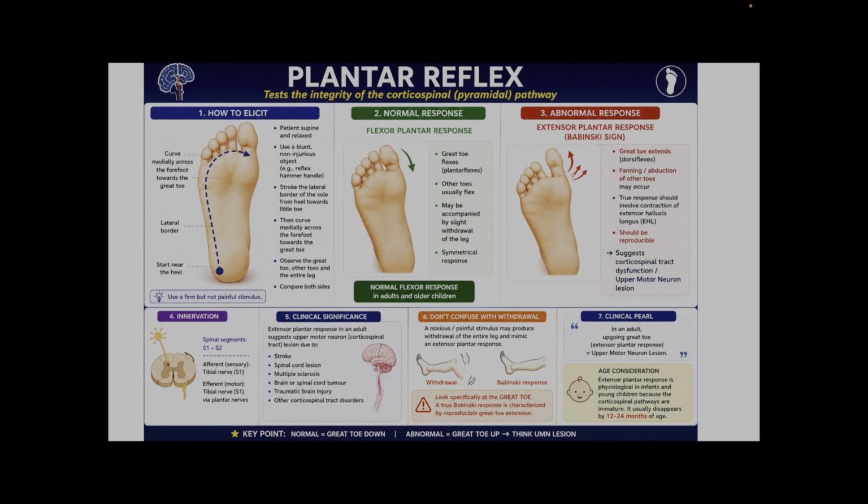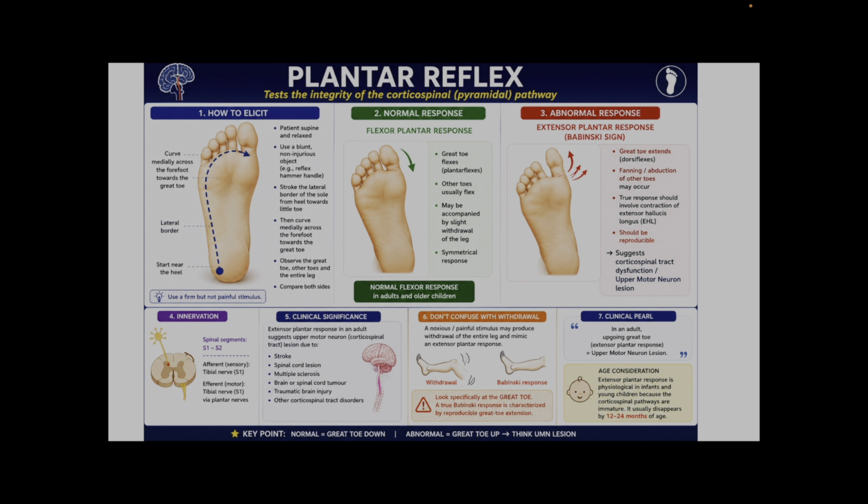The reflex is commonly localized to the S1 to S2 spinal segments, with the tibial nerve playing the major role in the reflex pathway. What is the nerve playing the major role? Tibial nerve. The normal adult response is a flexor plantar response with downward movement of the great toe.